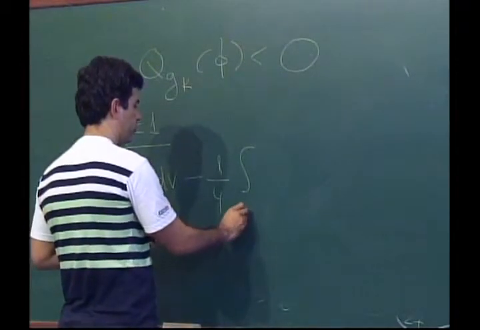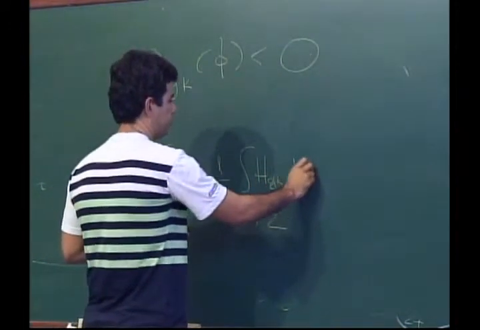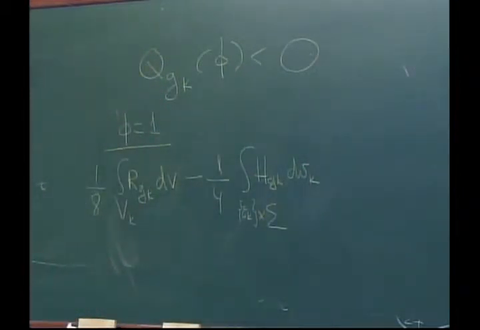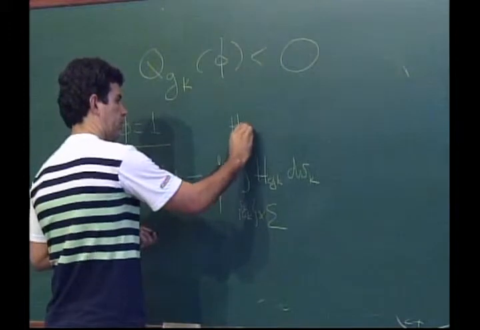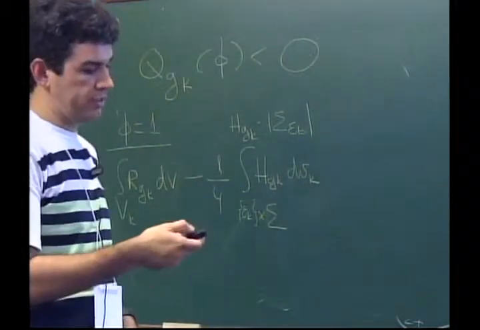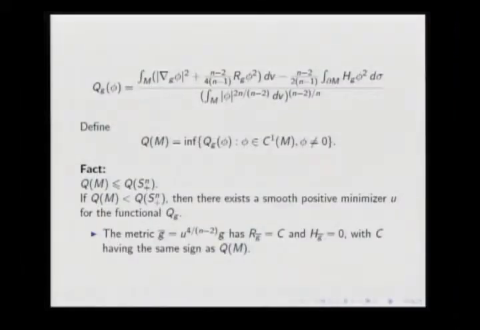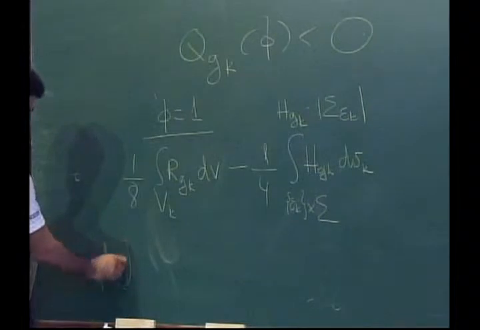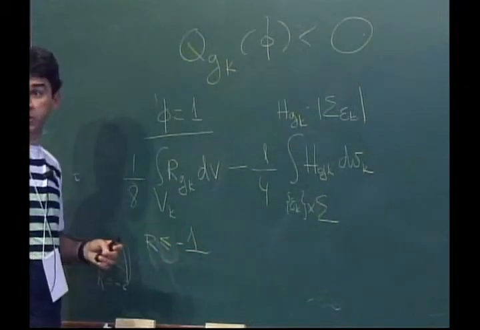So you have the component epsilon k, sigma, mean curvature of the sigma k. And this mean curvature is constant, so you have the mean curvature times the area of sigma epsilon k. And now we know that the scalar curvature of the ambient space over this surface is constant, equal to minus 2. So choosing epsilon small enough, you can suppose that the scalar curvature is bounded above by minus 1, by continuity.